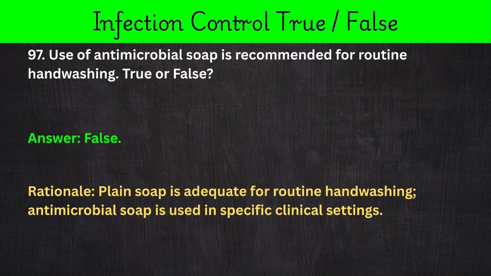97. Use of antimicrobial soap is recommended for routine hand washing. True or false? Answer: false. Rationale: plain soap is adequate for routine hand washing. Antimicrobial soap is used in specific clinical settings.